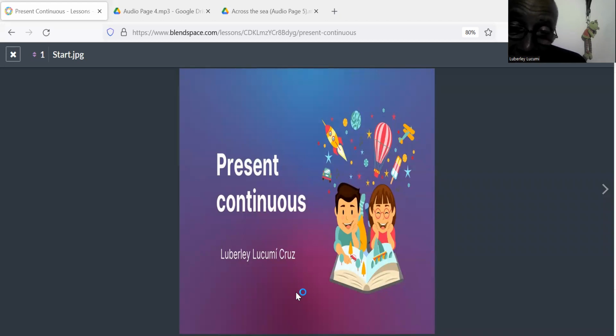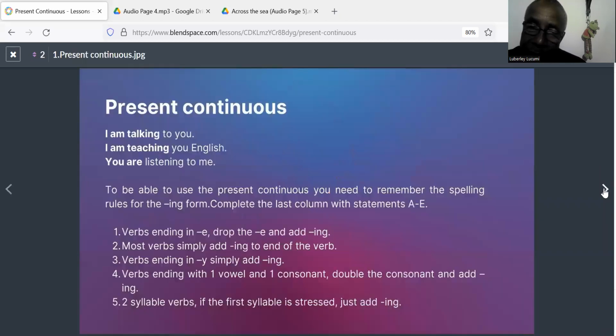Okay, I'm going to tell you something about it. Okay, let's continue. Present continuous, as you told me, means actions that are happening in the present tense. Sorry, continuous is because the action continues. It's easy.